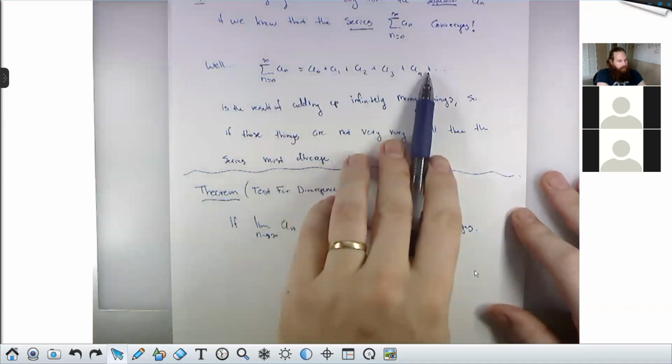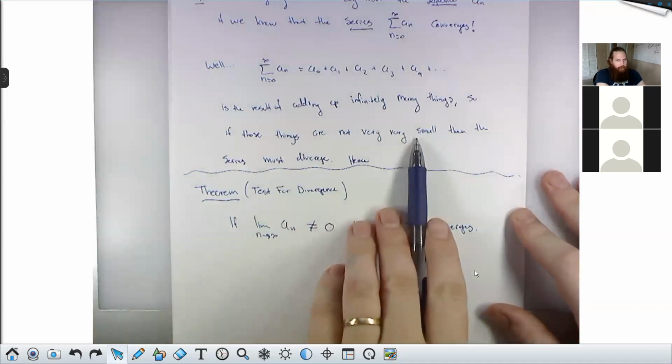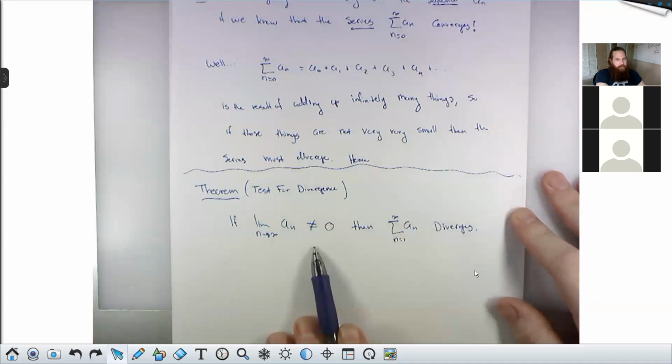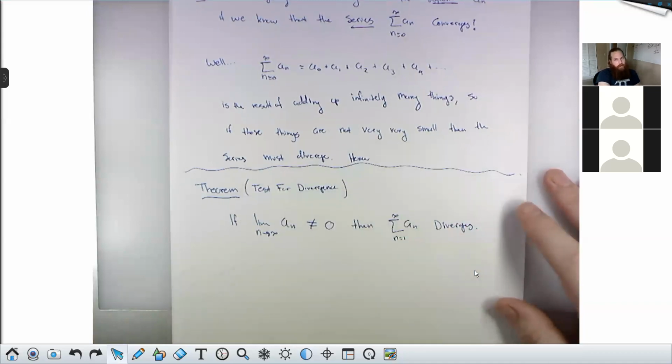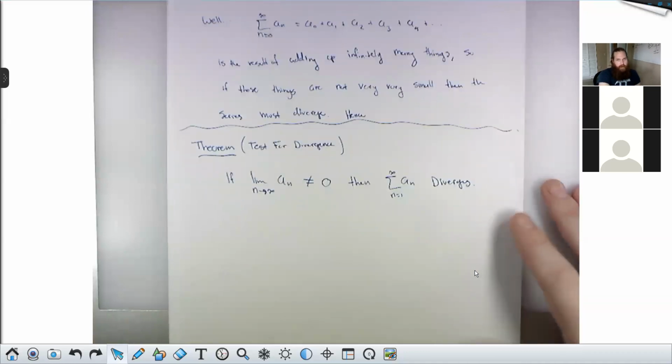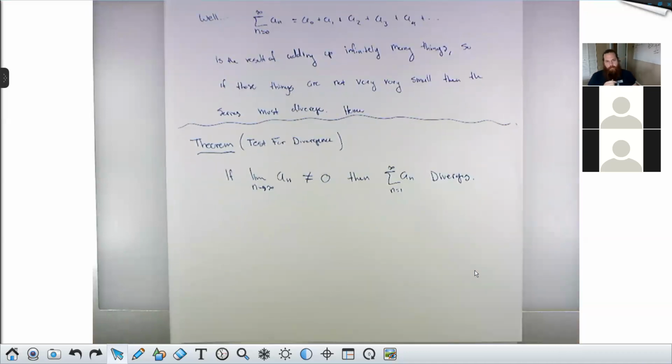You're adding up a bunch of terms, so those terms better be really small. What do we mean by really small? We mean it better be going to 0. If it's not going to 0, then the series automatically diverges. This is called the test for divergence, and it's the easiest convergence test to use. Do not confuse this limit with the value of this series.